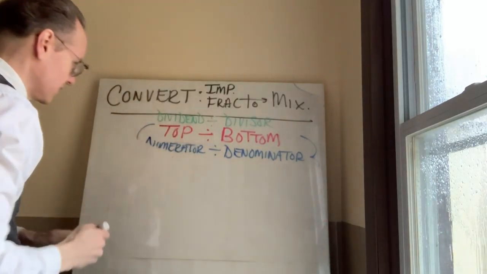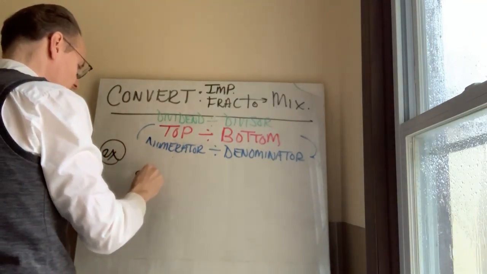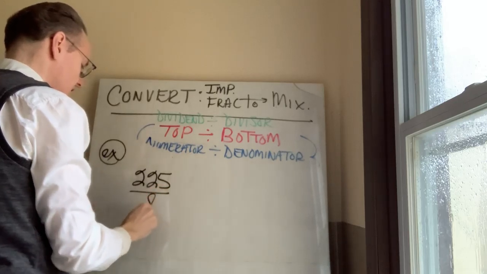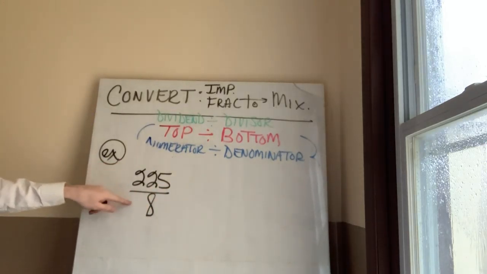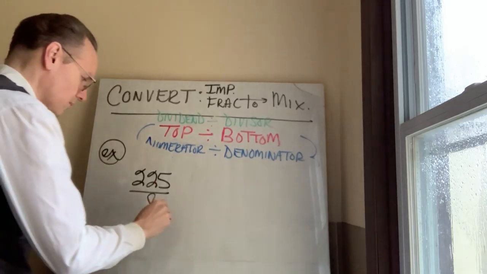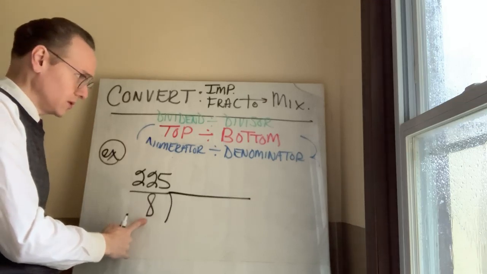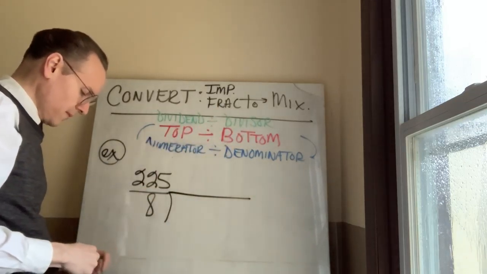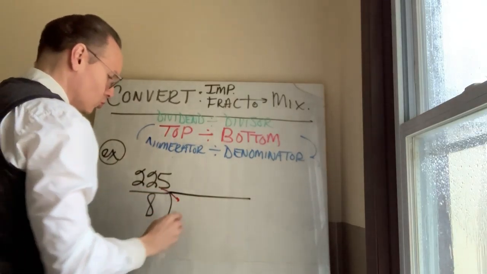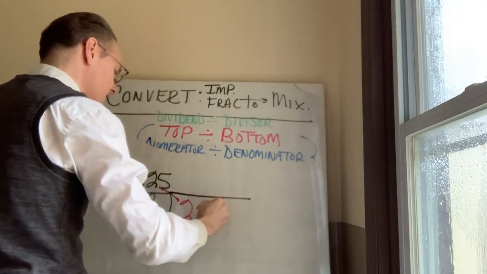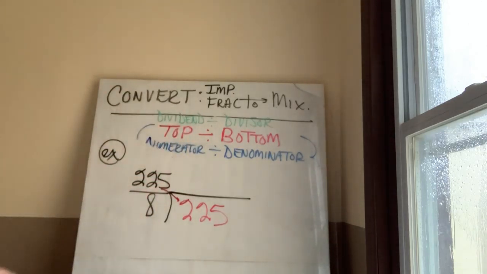So let's say hypothetically you had 225 sitting on top of 8. That is definitely improper. Big head, little body, right? Big top, little bottom. Draw your box. The 8 is already in the position it's supposed to be in, the divisor position. And stop, drop, and roll your 225 in here, right?